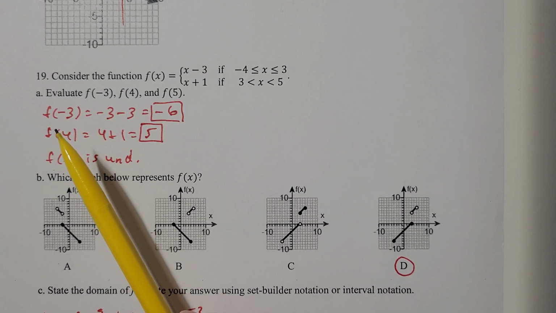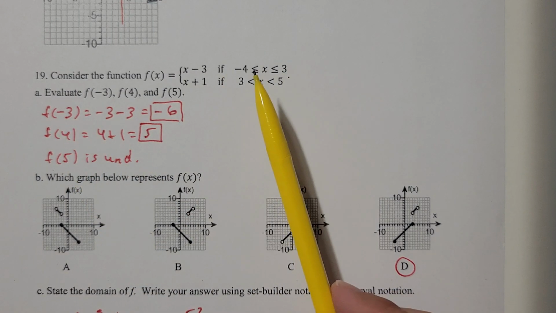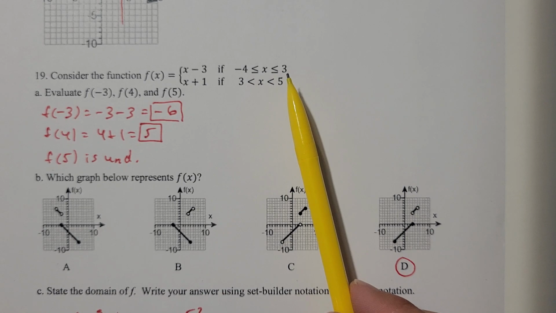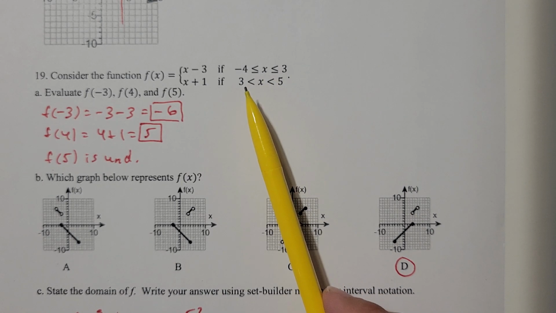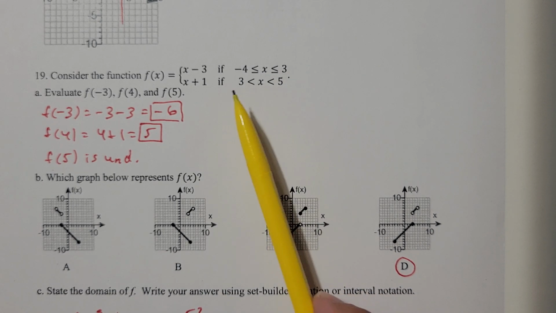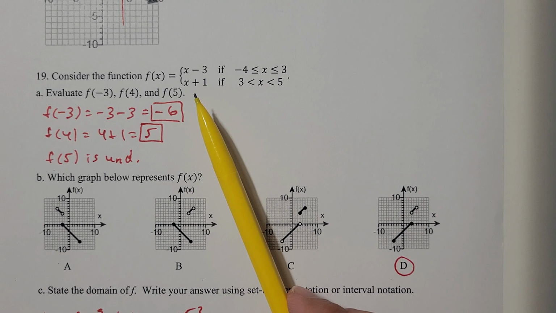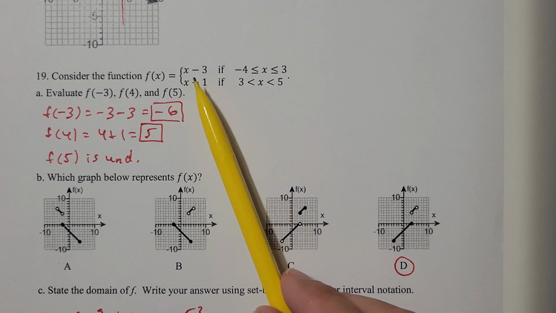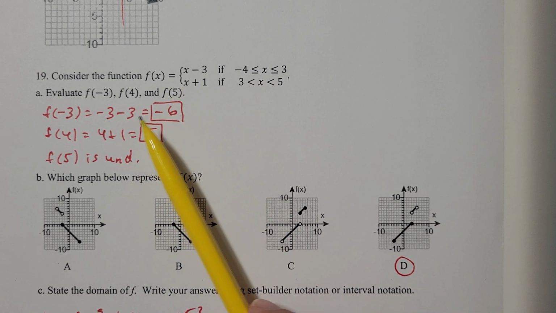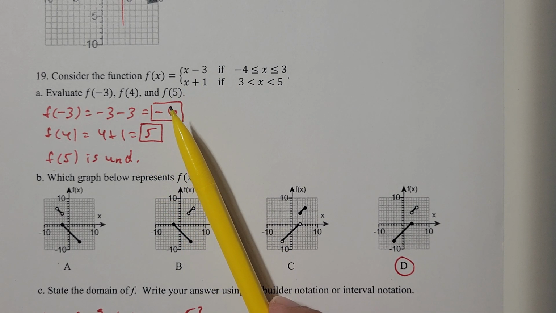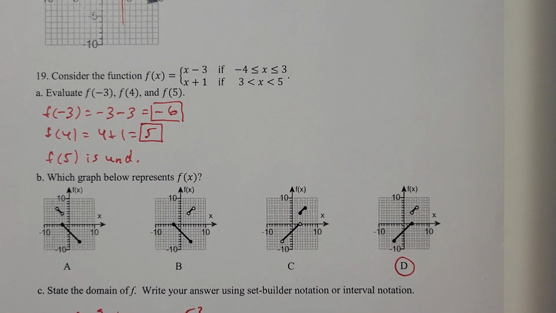So -3 is between -4 and 3. -3 is not between 3 and 5. So I'm going to do nothing at all with piece 2. And specifically, I've got to plug -3 into piece 1. So -3 minus 3, that's -6. So the point (-3, -6) would be on the graph.